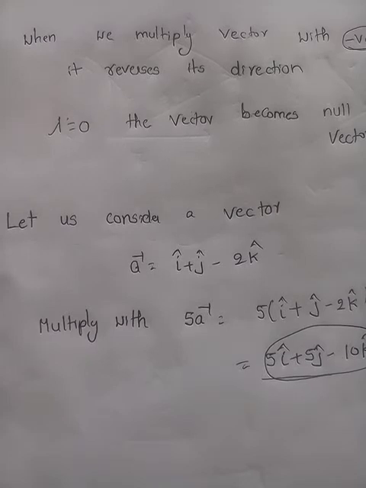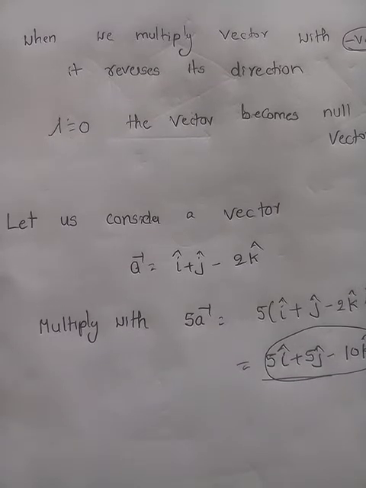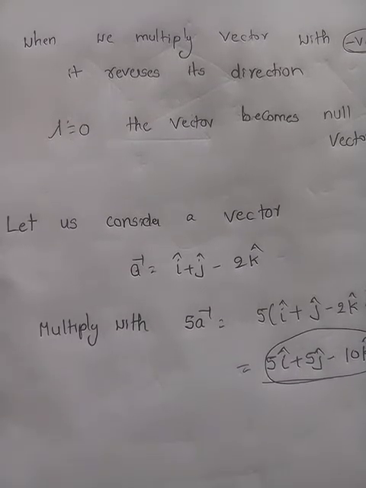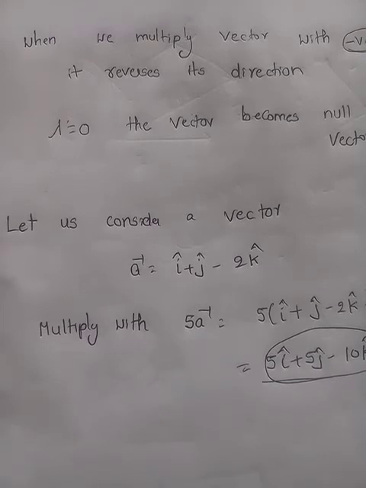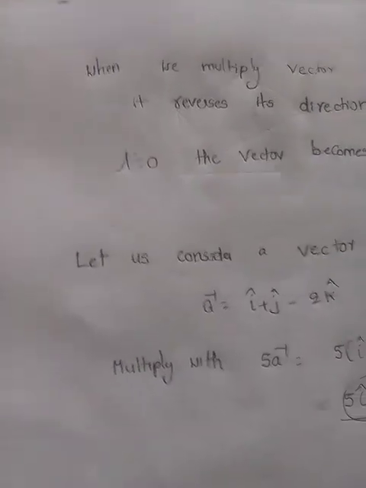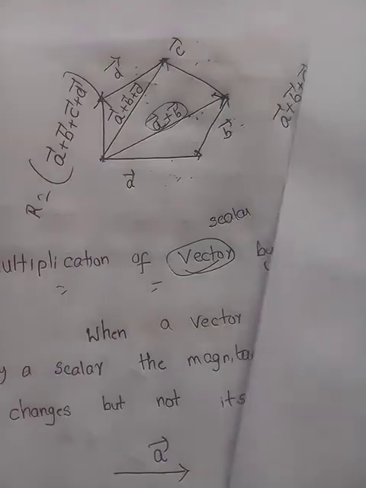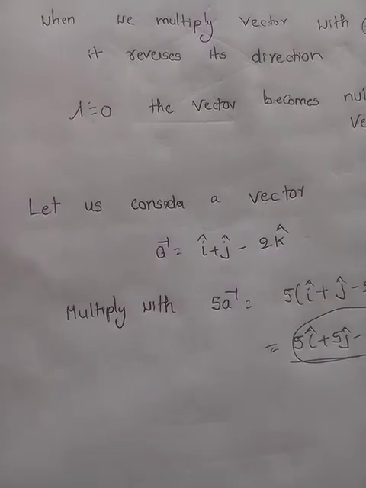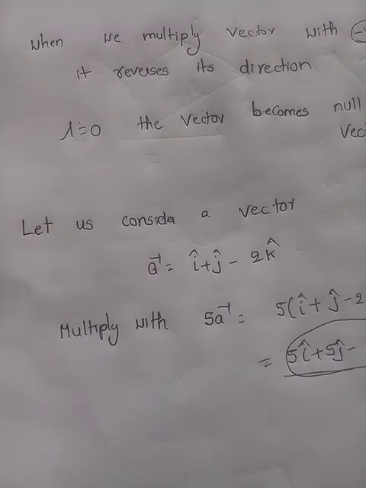not its direction. So this is the concept of multiplying a vector with a scalar. With this we come to know how to do addition of two vectors and what happens when you multiply a scalar with a vector.